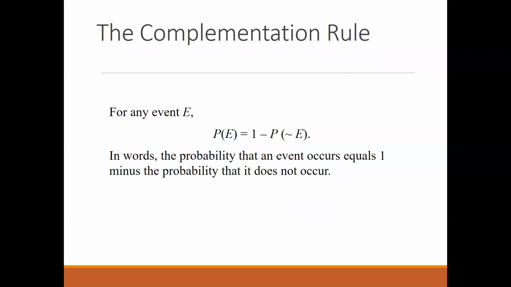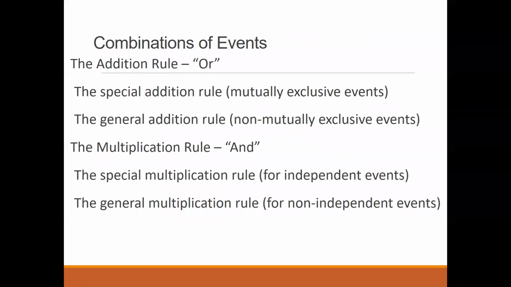Now let us see the complementation rule. As I told you, the total probability is always 1. So for any event E, P(E), that is the probability that event E is going to occur, can be given by 1 minus the probability that E is not going to occur. Make sense? Very simple. Please note down this formula, or the rule.